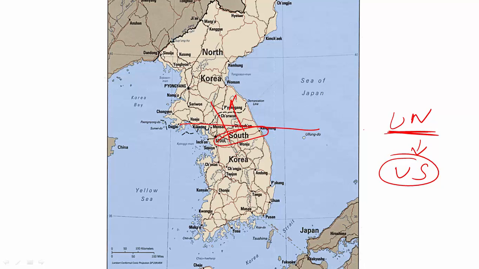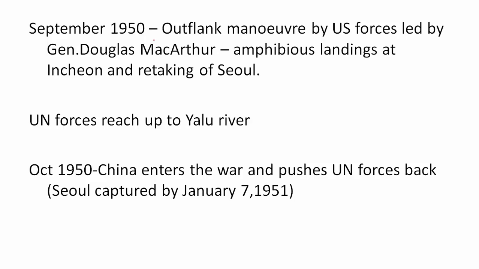They crossed this 38th parallel. Now you can see that it was wrong on their part. They were supposed to stay south of the border, but no, they crossed because Douglas MacArthur wanted to defeat them completely, and they went up till here. So within only 2 months, they had pushed the northern army to this region. As I told you, an outflanking maneuver by the US forces, amphibious landings at Incheon and retaking of Seoul, the capital. UN forces reached up to the Yalu River, and after this point, China entered the war.